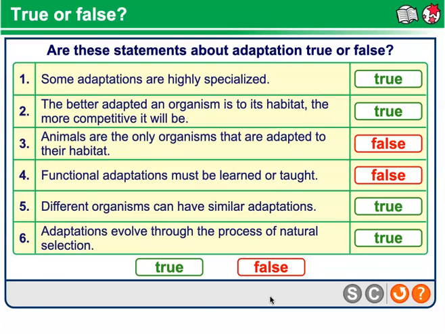Functional adaptations must be learned or taught. This is false. Different organisms can have similar adaptations. That is true. And adaptations evolve through the process of natural selection. This is also true.